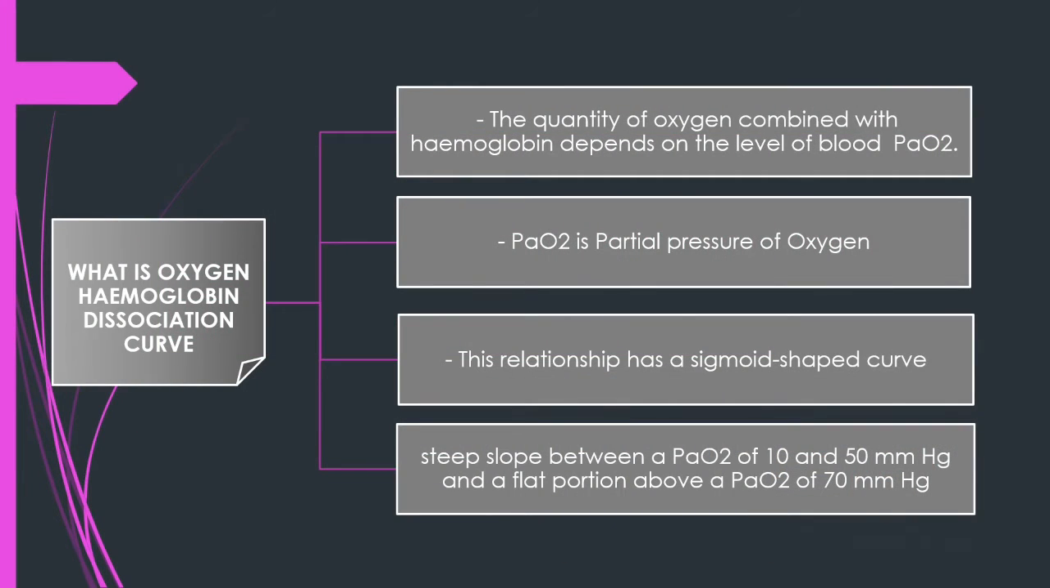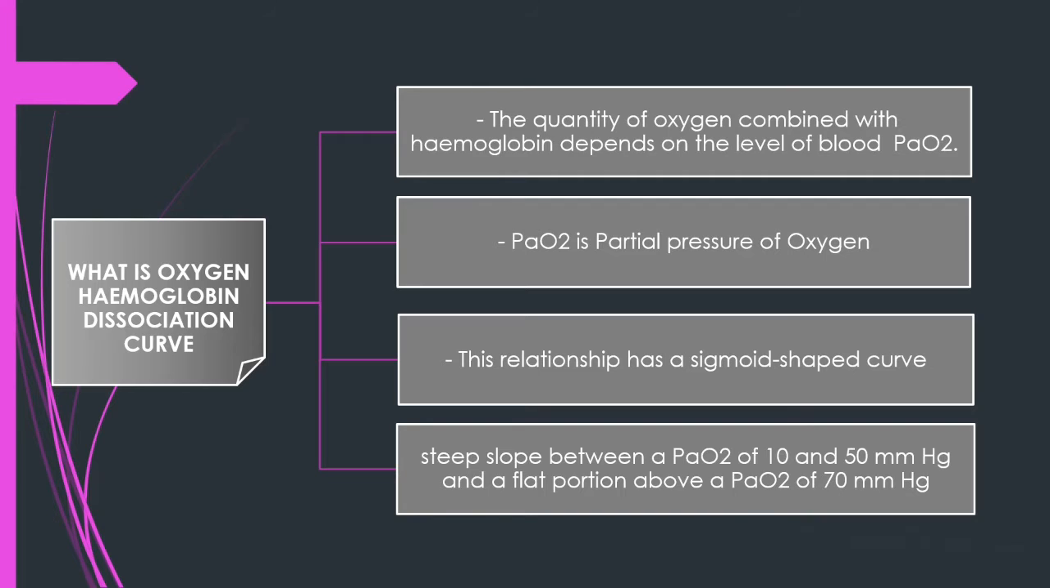Today I would like to explain about the comparison of the dissociation curve between fetal hemoglobin and adult hemoglobin. So, do you know what is the oxygen hemoglobin dissociation curve? The oxygen hemoglobin dissociation curve means the quantity of oxygen combined with hemoglobin depends on the level of blood PaO2. PaO2 means the partial pressure of oxygen.